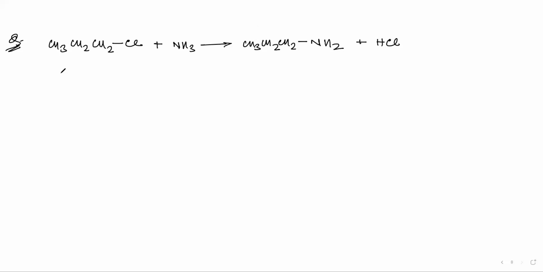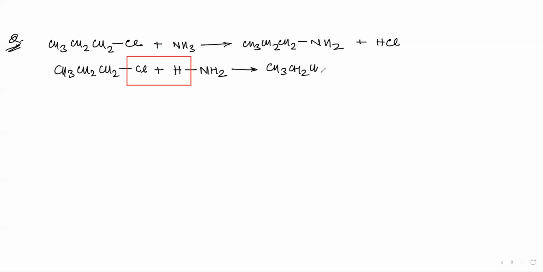Also, you can do one thing, that you can write it like this. If you want to remember, CH3, CH2, CH2, Cl, plus you write it like this, hydrogen, NH2. When you write it like this, these two combine, the CH2 and NH2 combine. So what we will get now is simply the above one, CH3, CH2, CH2, NH2, plus obviously HCl. Okay, now let us look at this one second.